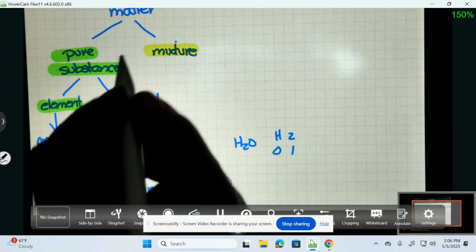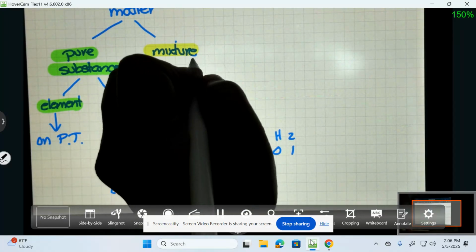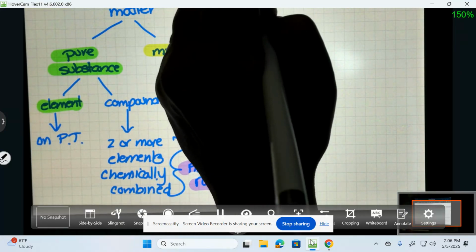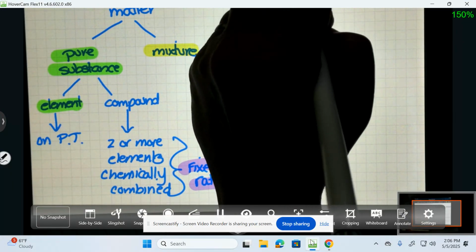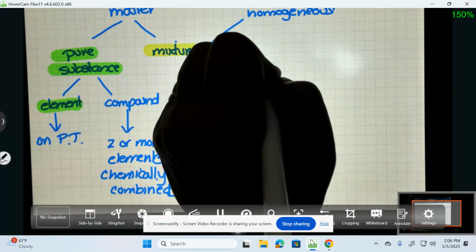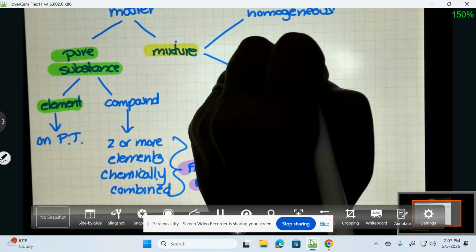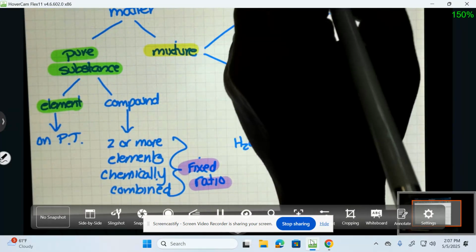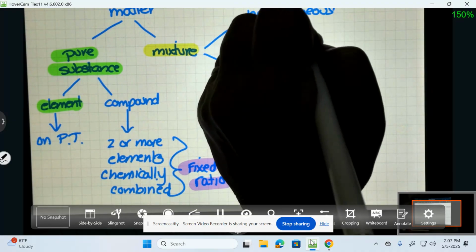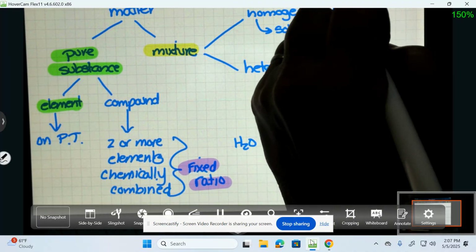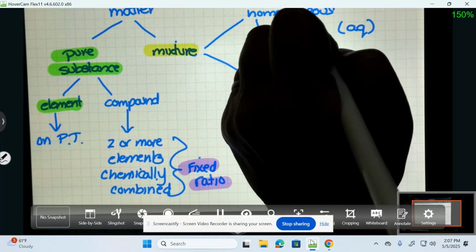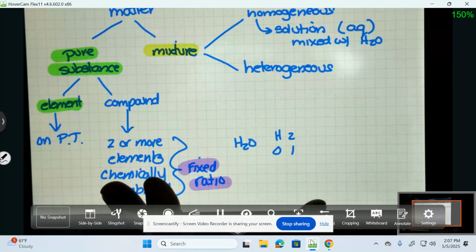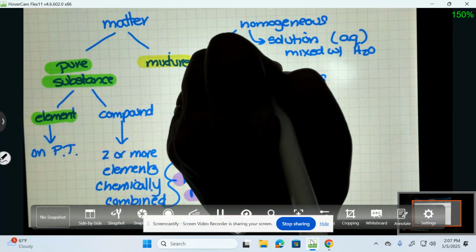All right. A mixture can either be homogeneous or heterogeneous. If it's homogeneous, it is a solution. And you'll see a little AQ after it, which means mixed with water. Okay? Homogeneous is uniform throughout.